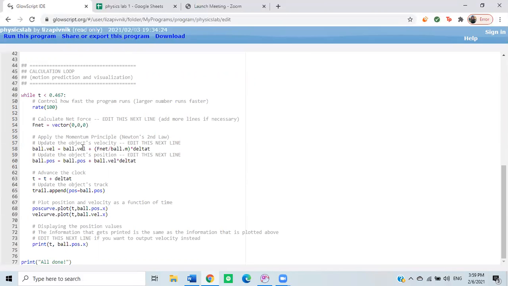Then the ball's velocity was the initial velocity plus F net divided by mass times delta t. And in this situation, F net is 0, so the ball's velocity stays constant. Then the ball's position was the initial position plus the ball's velocity times delta t. So the ball's position was changing at a constant rate since the velocity was constant, as well as the delta t. And then all we had to do was run this program.